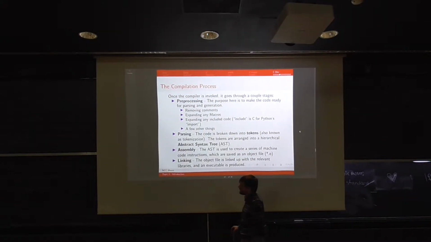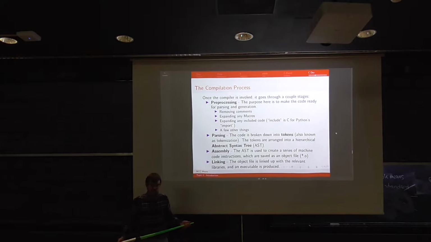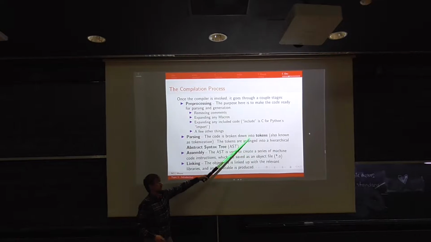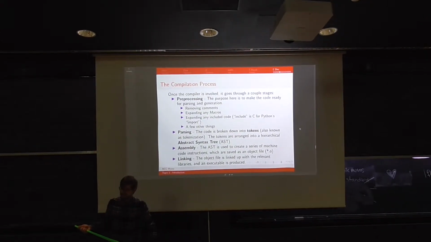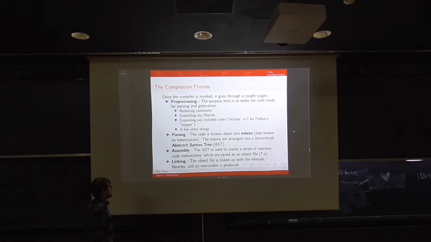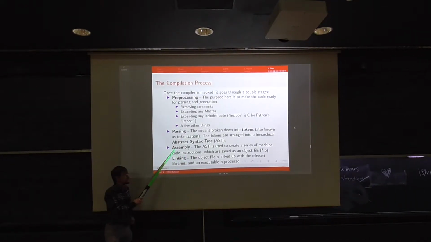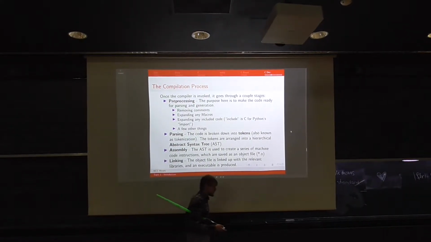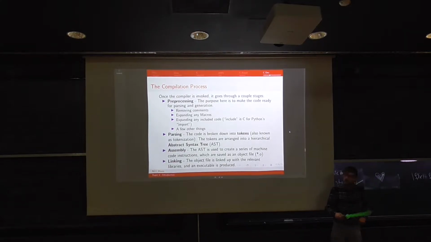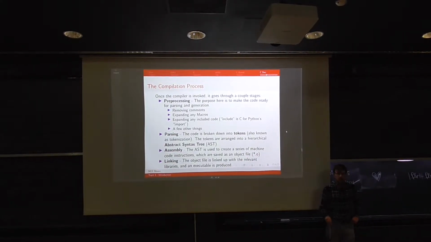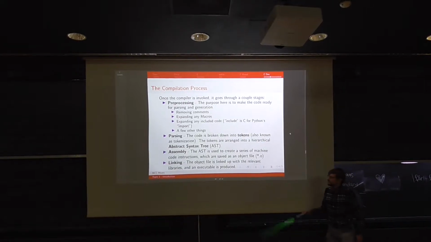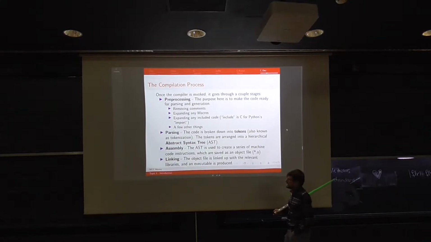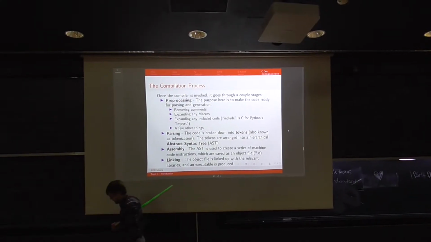After pre-processing, we parse the file. This generates the abstract syntax tree by breaking the code down into tokens. Parsing is also known as tokenizing. Once we have an abstract syntax tree, we assemble it into a series of machine code or object code instructions. Optionally, we can save the object code to a .o file. We'll see how to do this a little later on in the semester. After that, the object file is linked up with the relevant libraries and an executable is produced.